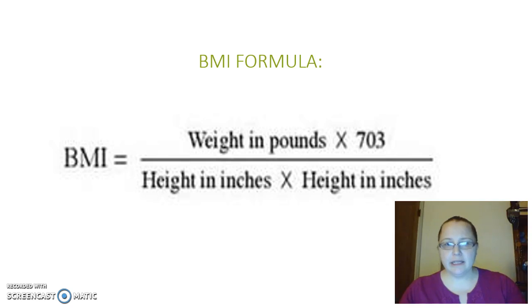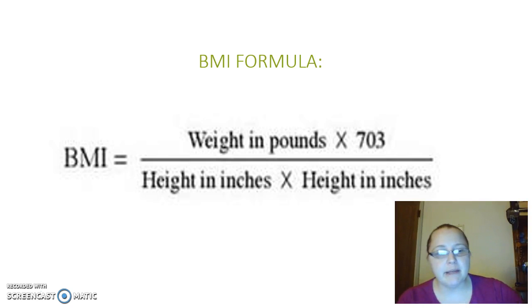The BMI formula is weight in pounds times 703 divided by height in inches squared. So we have a child that is 150 pounds, for example, and he's 65 inches tall. We would take 65 squared, which is 4,225, and then take 150 divided by 4,225 multiplied by 703, and we get 24.96. So that would make their BMI 25.